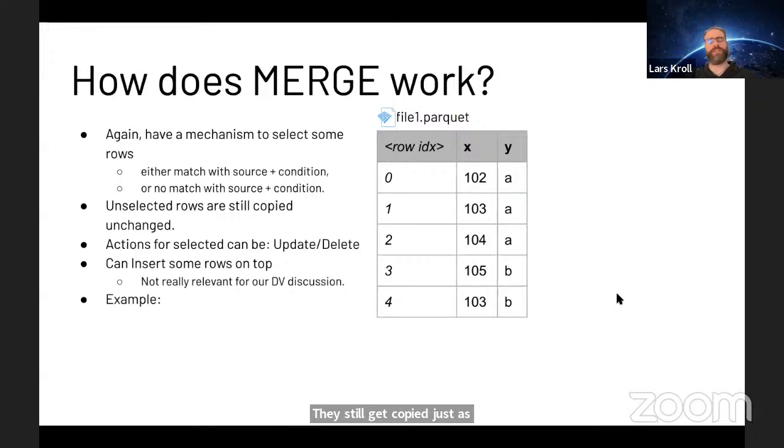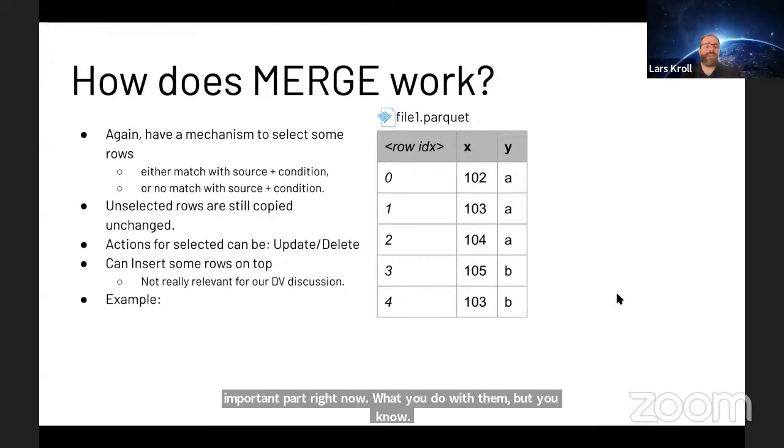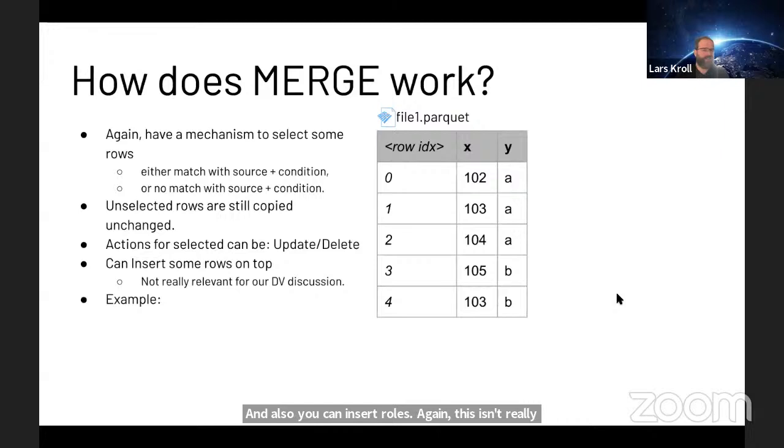Okay, and then, in merge, you can also have different actions for the rows that you selected or that you didn't select. They can be update or delete. That's not really the important part right now, what you do with them, and also you can insert rows. Again, this isn't really relevant for a DV discussion. It doesn't matter if you insert some rows on top. That doesn't change what we do with the DVs, okay?